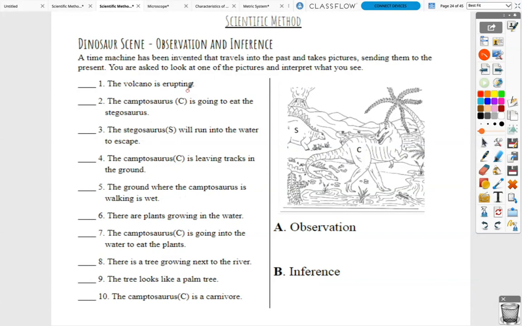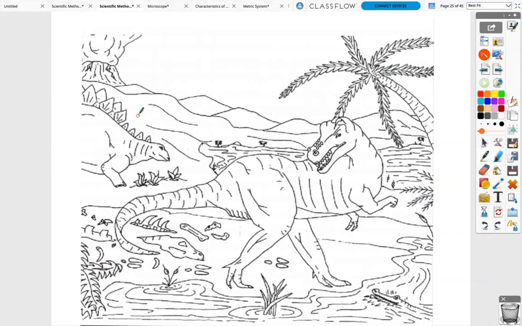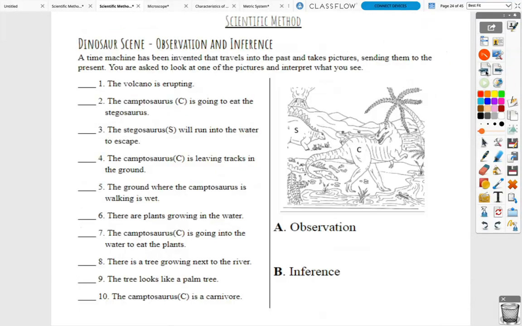So, number one, the volcano is erupting. This one can be debated a little bit, but I can look right here in this picture. And if I go to the bigger picture and circle that here, I can see with my senses that there is truly smoke coming from the volcano. So that is definitely an observation.